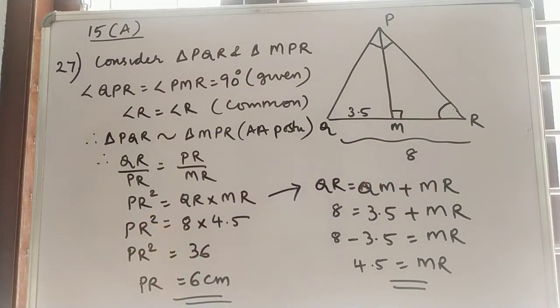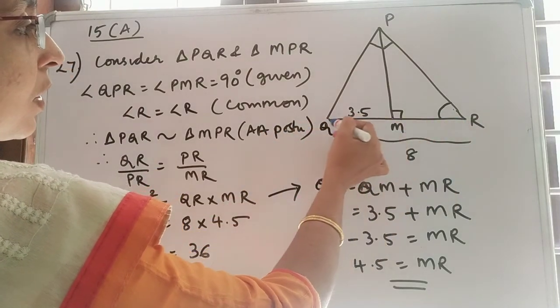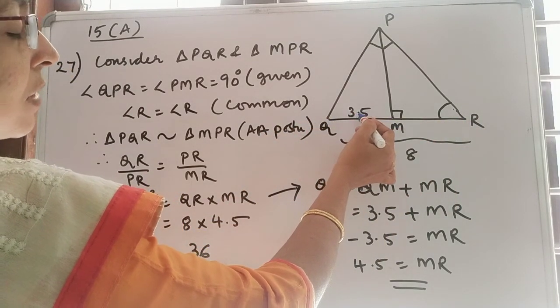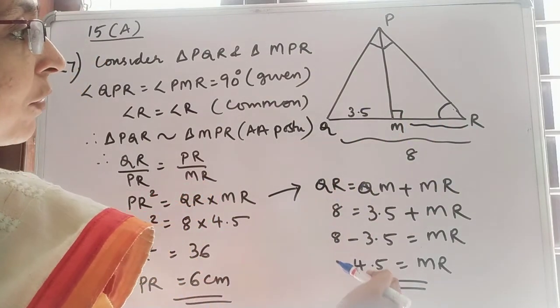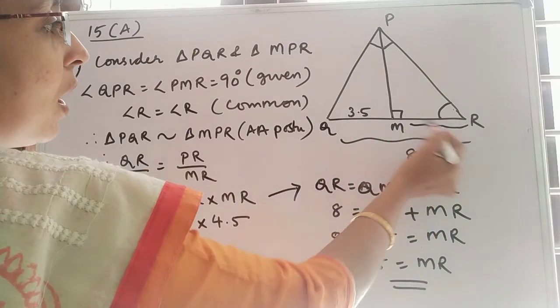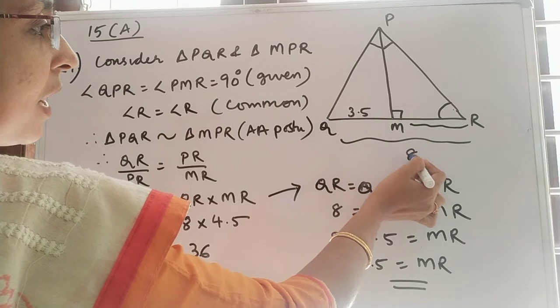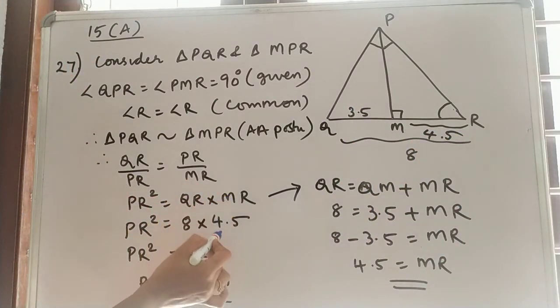What about MR? Look at MR. QR total length is 8, up to QM length is 3.5. So MR will be 8 minus 3.5, which is equal to 4.5. MR is QR minus QM, that is 8 minus 3.5, that is equal to 4.5. So MR we got as 4.5. So 8 into 4.5 is 36. So PR square is 36. So PR is equal to root of 36, which is equal to 6 centimeter.